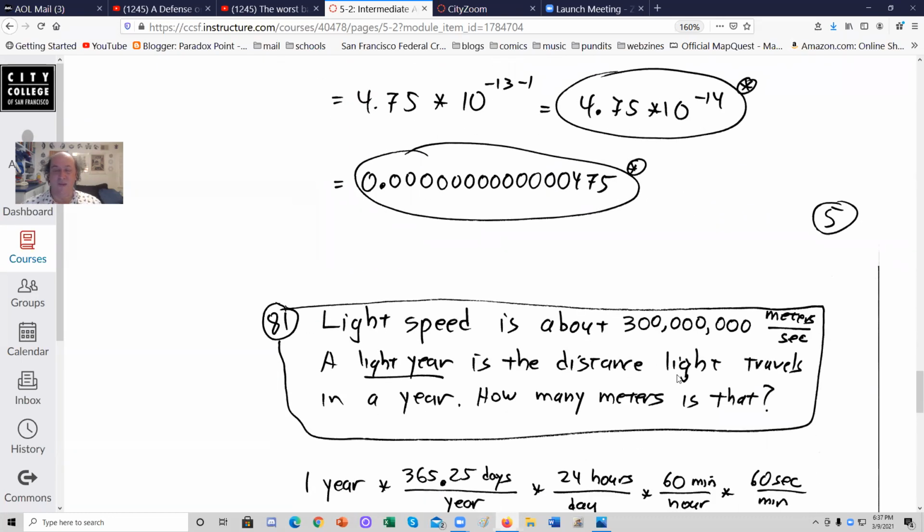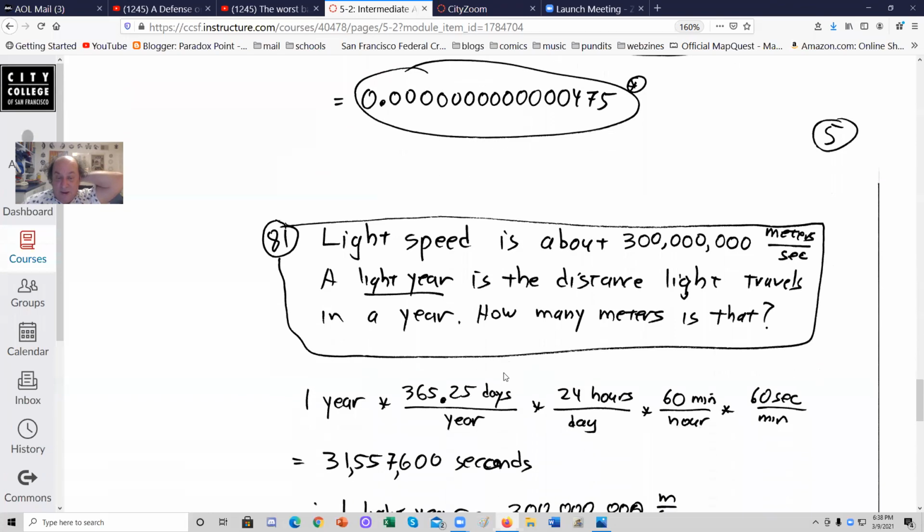Now, if we're going to talk scientific notation, let's do some science. Light speed is about 300 million meters per second. A light year is a distance that light travels in a year. How many meters is that?